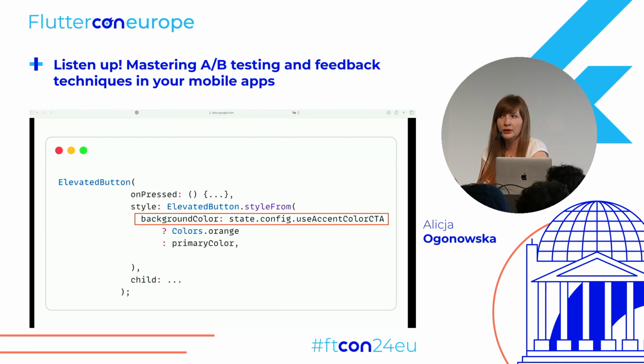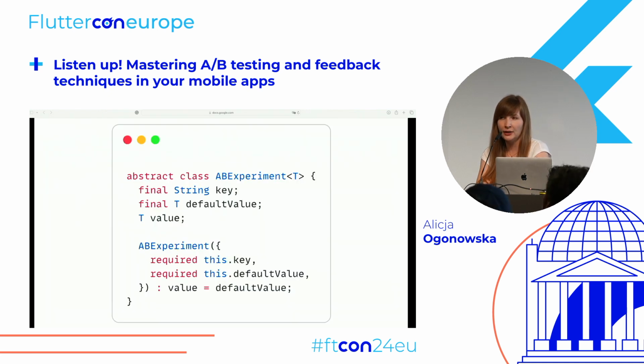And in the code, I will just have a simple switch. So in one case, I'll be showing the orange color, and in the other variant, the color that I had before. And you can see that I'm deciding based on some state, config, use accent color CTA. So basically, I'll be using a Cubit for that. So this is where the state comes from. And in a moment, I will show you the config.